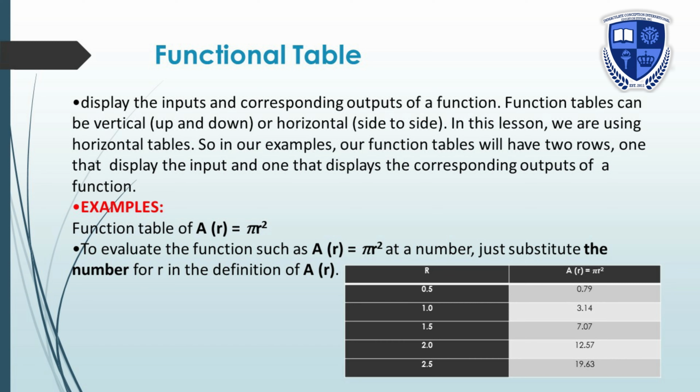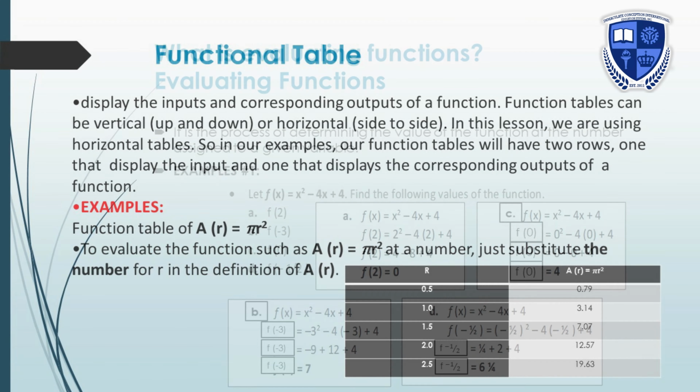A function table displays the inputs and corresponding outputs of a function. A function table has two columns: one that displays the input and one that displays the corresponding outputs of a function. This example shows how to substitute the value of x in a given function.